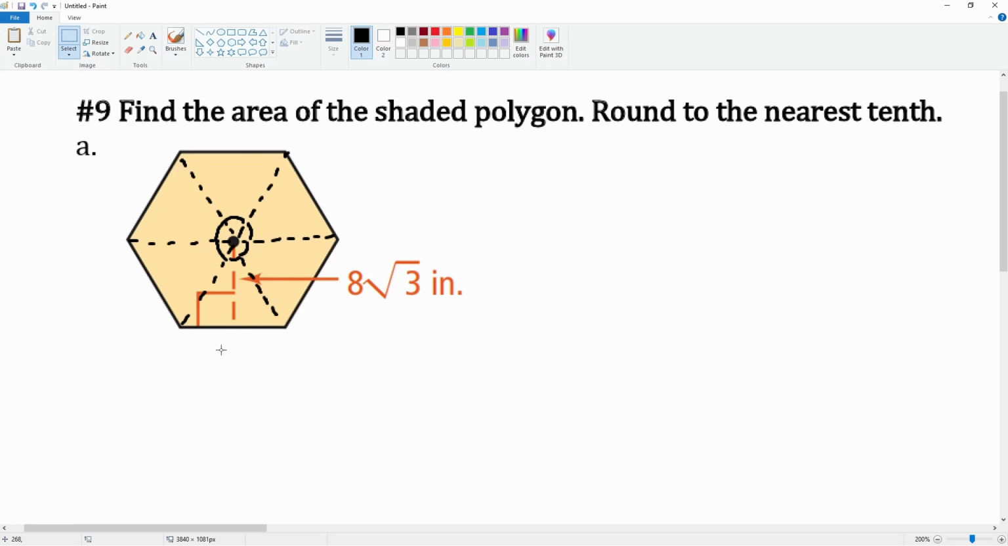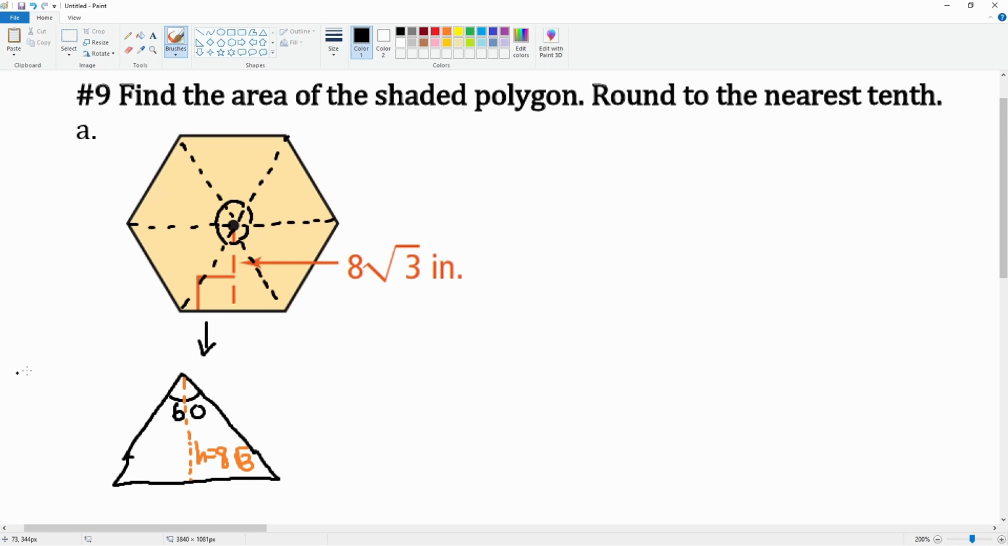So that means one triangle, like this, has right here 60 degrees. It has a height here of 8 radical 3. That's what it means. I do that because I know that that's always going to happen. All right, let's write down the area of this polygon.